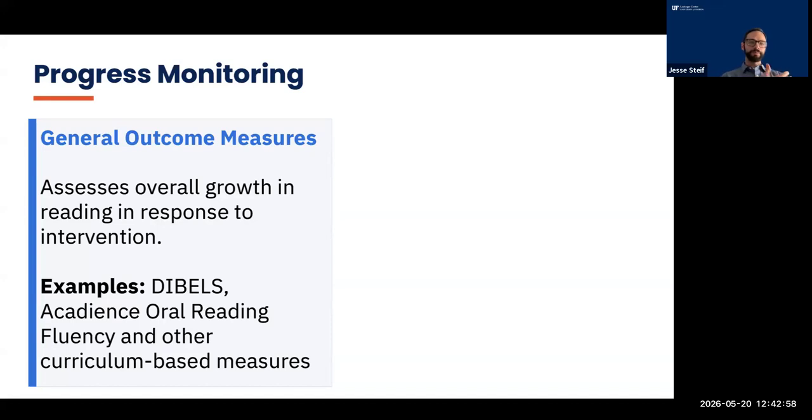And what they do is they assess overall growth in reading in response to intervention. So they are these regular temperature checks that indicate to us whether or not our intervention is working and how effectively it's working. What is a student's rate of progress? Are they making up those missing skills?